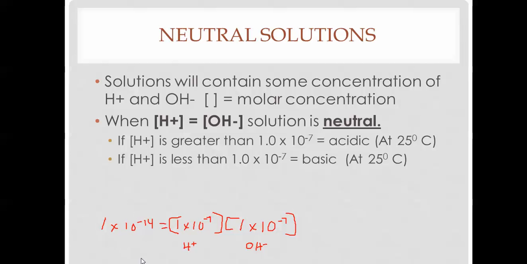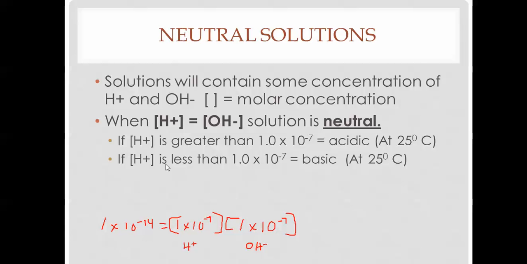So I made some little writings here earlier. If this is my H+ concentration and this is my OH- concentration, if these two are going to be equal, i.e. the solution is going to be neutral, the only way that can happen is if both values are 1 times 10 to the negative 7, because 1 times 10 to the negative 7 multiplied by 1 times 10 to the negative 7 equals 1 times 10 to the negative 14. These two things are in fact inversely related. If one of them goes up, the other has to go down, because this value is a constant. It's locked in.